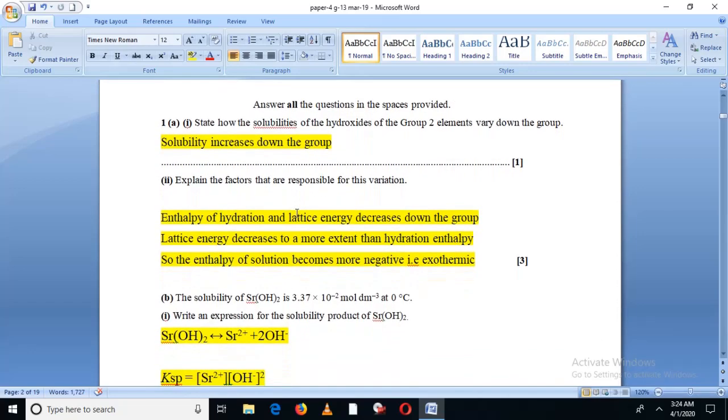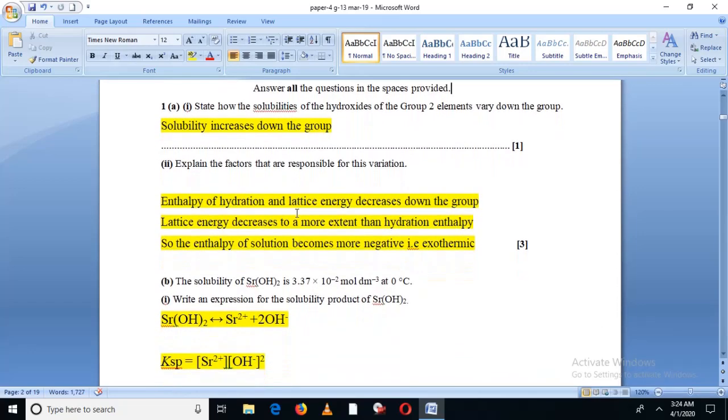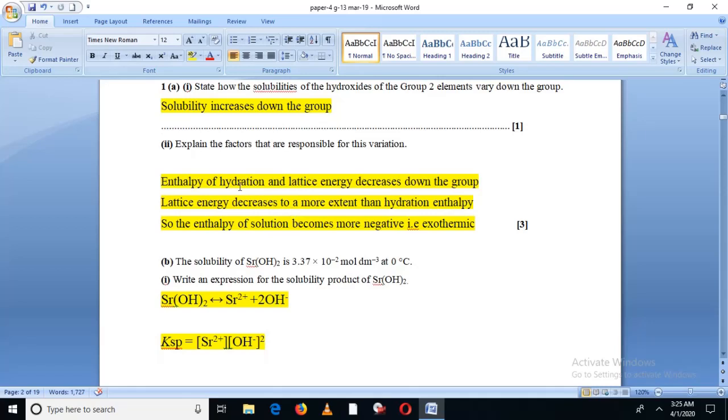Now, question 1, part A, subpart 2. The examiner was asking, explain the factors that are responsible for this variation. So as we know that the hydroxide of group 2 solubilities increases down the group. What are the reasons behind that? The first reason is this. The enthalpy of hydration and lattice energy decreases down the group.